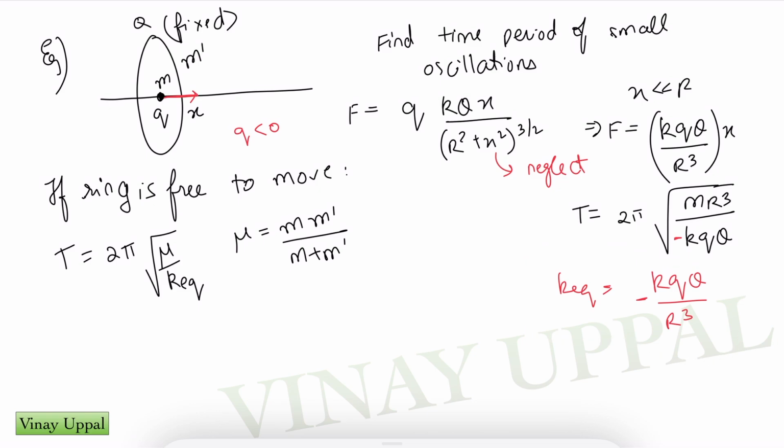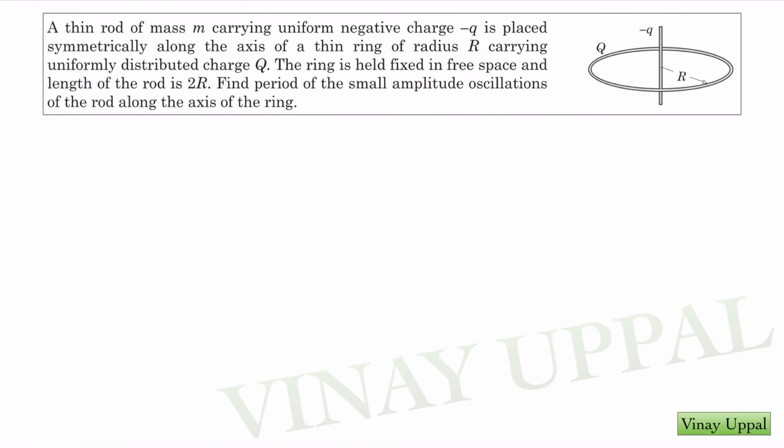So all you have to do is substitute K equivalent here, and instead of mass m, you use the reduced mass. So basically, all you need to do is to recognize which system is a two-body SHM. Once you do that, then it's very straightforward. Alright, let's do another question.